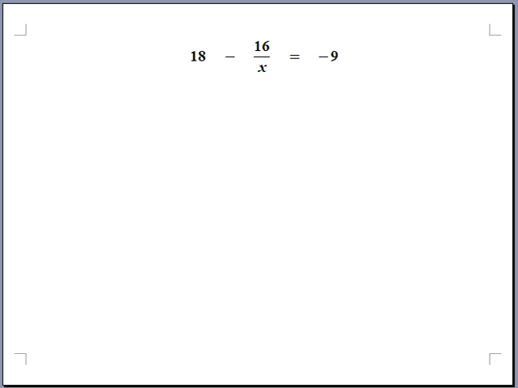I would maybe clear out possibly this 18, shuffle it over to the other side, and that way we have just this negative 16 over x by itself. So I might start by doing this. Getting that 18 over to the other side. That's going to leave us with a negative 16 over x all by itself on the one side, which is kind of nice, equals negative 27. And now you can go and multiply both sides by x.